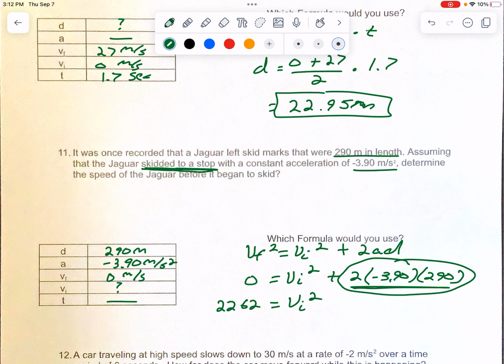Now, I've got to get rid of this squared, so I'm going to square root both sides. That gets rid of it over here. So the square root of 2262 is going to give me an initial velocity of 47.56 meters per second.